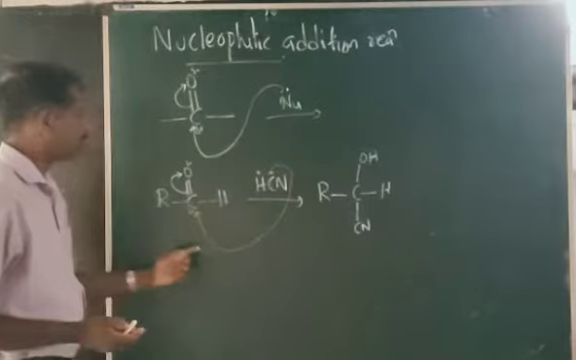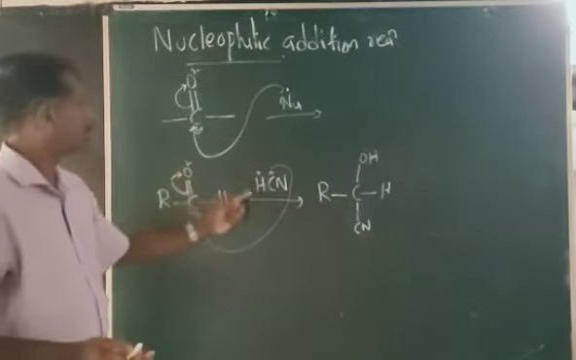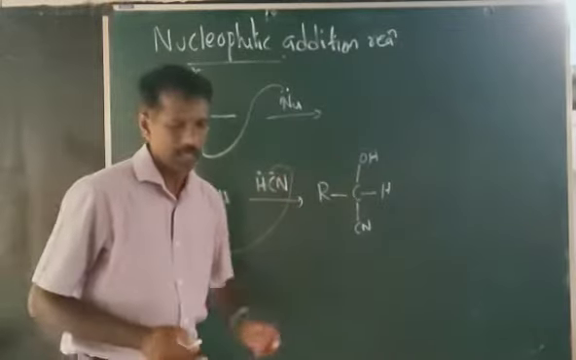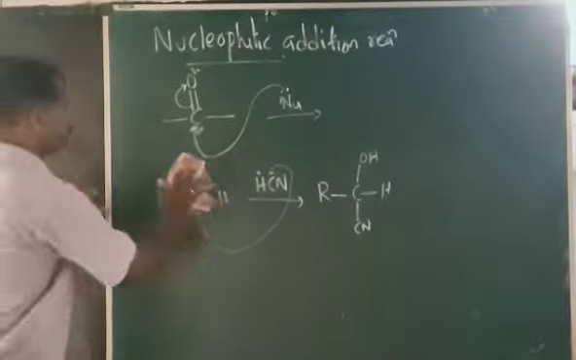The nucleophile will attack at the positively charged carbon. The bond is shifting to oxygen. Then the positive part is joining with that oxygen. This type of reaction is known as a nucleophilic addition reaction.